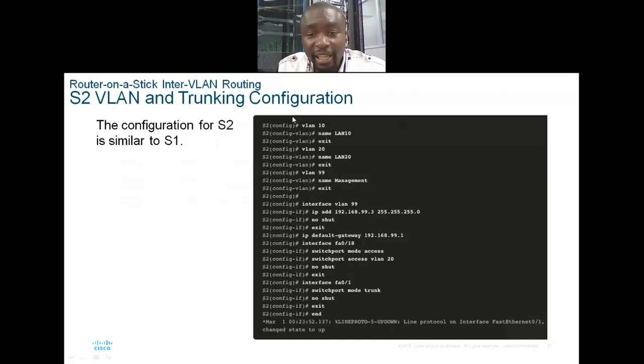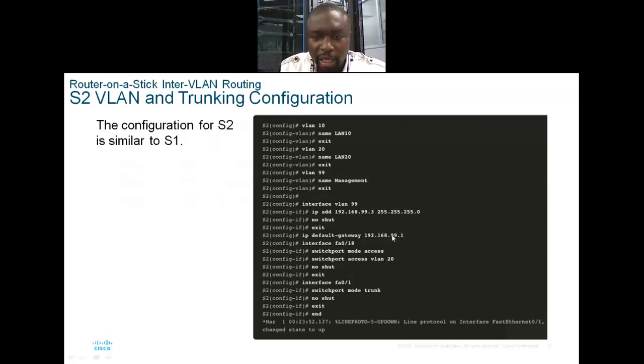The next stage is now the interface. You give it an IP address, then no shutdown. Then ip default-gateway, you give it the IP address that you want. That's how to configure management. Then you come to this interface, you create it as access. We're going to do these in Packet Tracer. We're going to do it together.